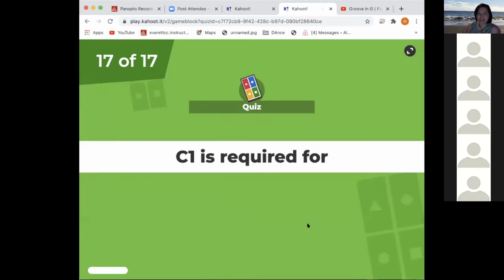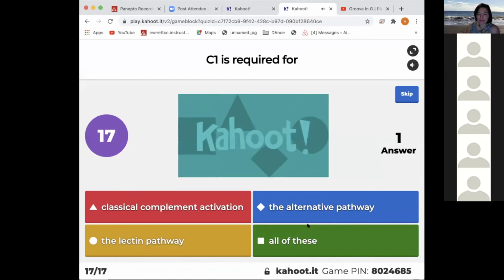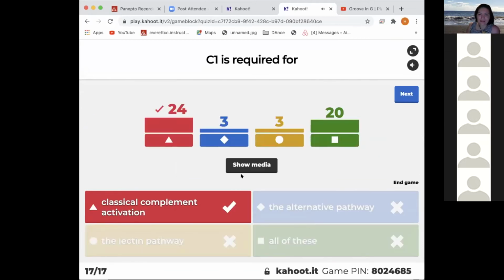All right, last question. C1 is required for what? Nice work. It is the classical pathway. These other ones, lectin and alternative, don't use C1.